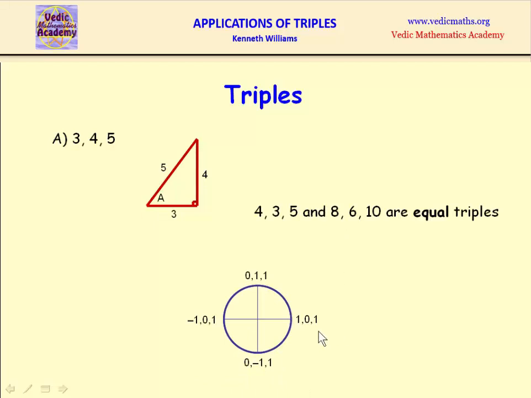And these quadrant angles as well, you remember, for 0 degrees there's a triple for it, 1, 0, 1, 90 degrees, 0, 1, 1, and so on, for 180 and 270.